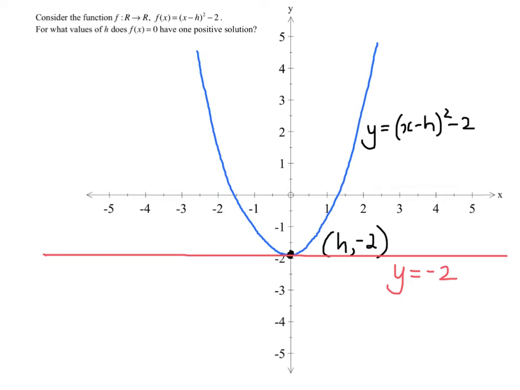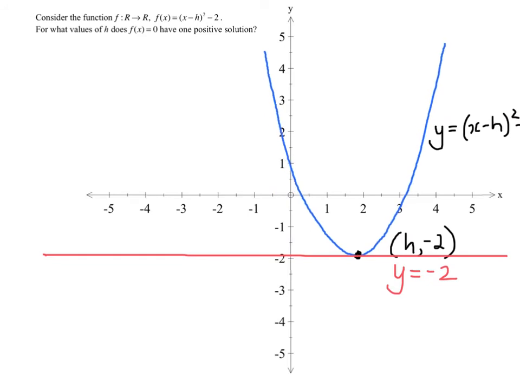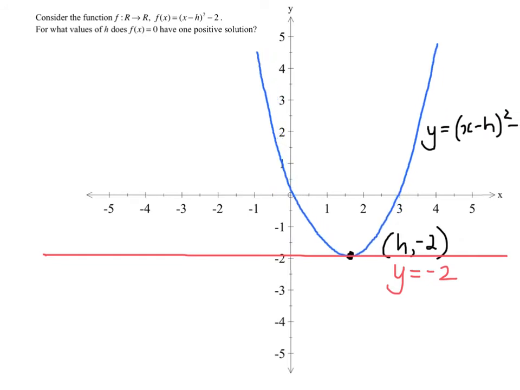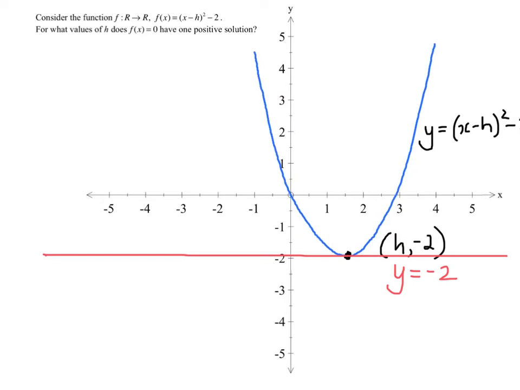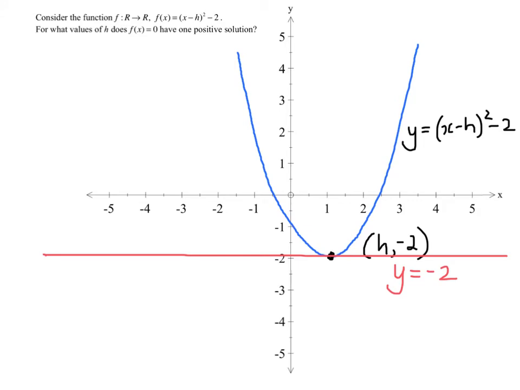And what we're interested in is for what values of h does f(x) = 0 have one positive solution? Well, f(x) = 0 is just another way of saying x-intercept. If we have a look, right now we've got two positive x-intercepts. Here we've only got one. That looks like it's a positive intercept. 0 is not a positive intercept. So here we've still got 1. There it is, just 1.